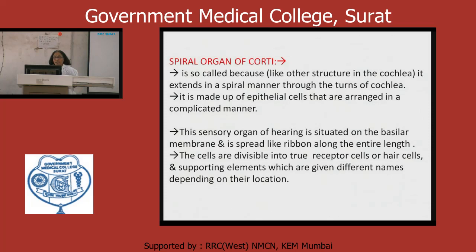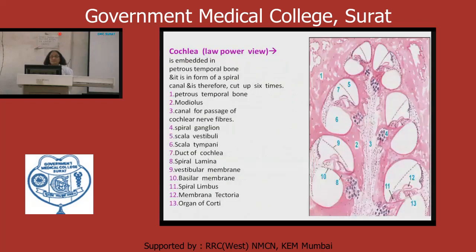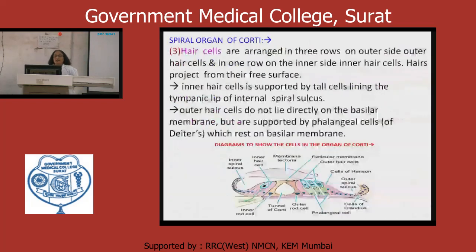Another function of the spiral organ of Corti: it is the sensory organ of hearing, situated on the basilar membrane and spread like a ribbon along the entire length. The cells are divisible into true receptor cells or hair cells, and supporting elements which are given different names depending on their location.